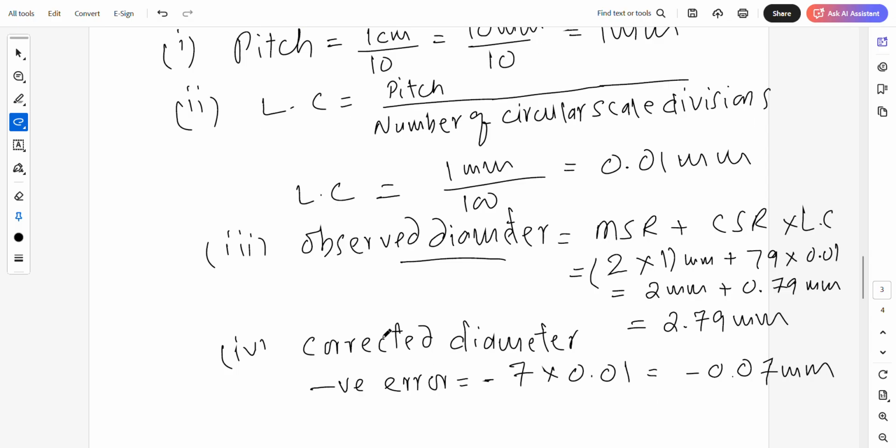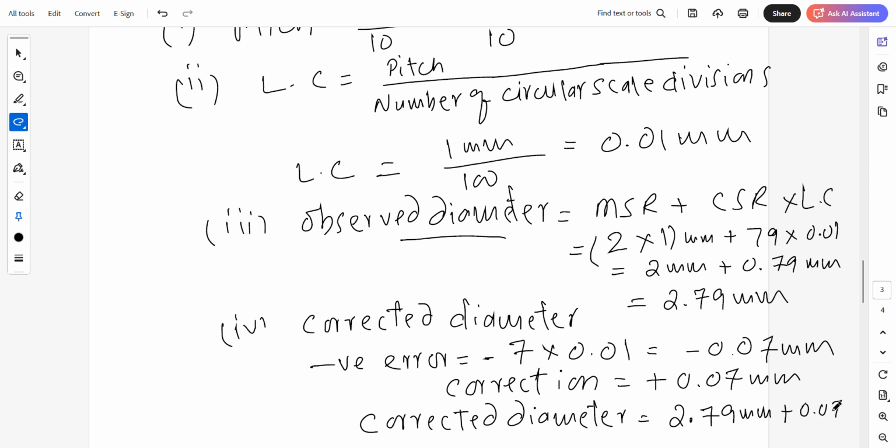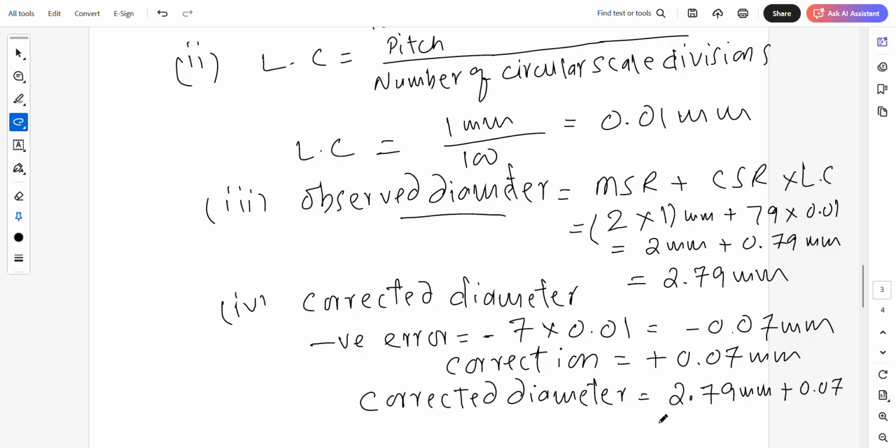Right. Then what is the correction? Correction will be plus 0.07 mm. Therefore, corrected diameter will be whatever we got here, observed diameter in mm, plus correction, that is 0.07. That is equal to 2.86 mm. The right answer.